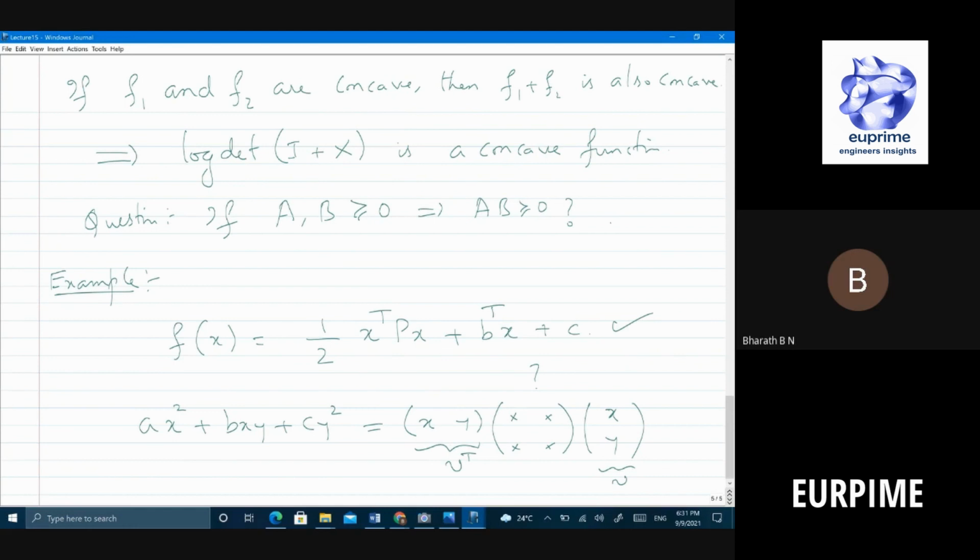So what is the derivative of, let's say, px squared? In one dimension it will be px squared, right? What is the second derivative of px squared? Come on, what is ax squared derivative, second derivative? 2a, right?